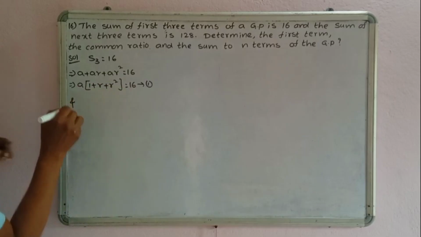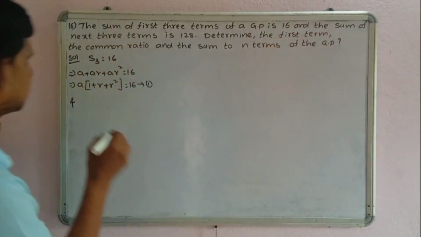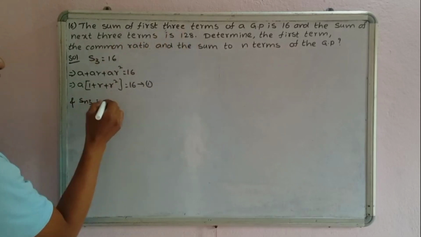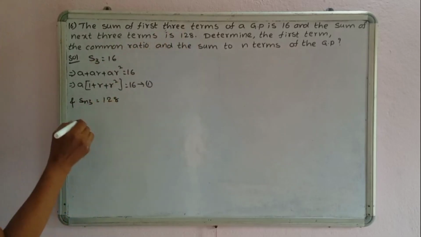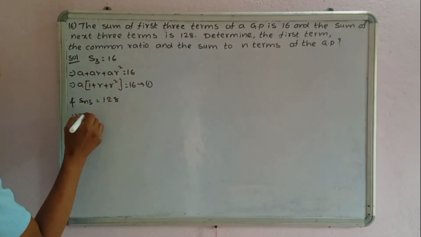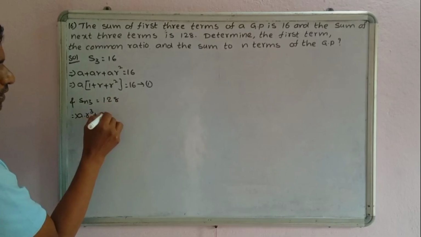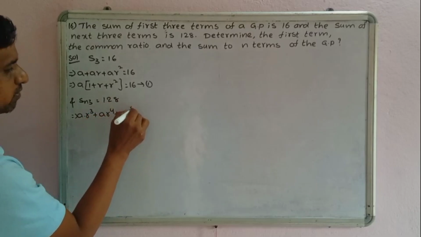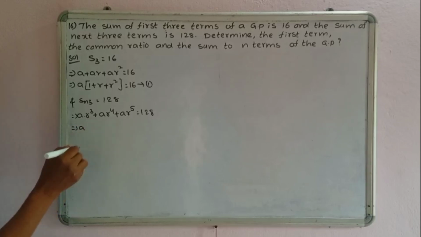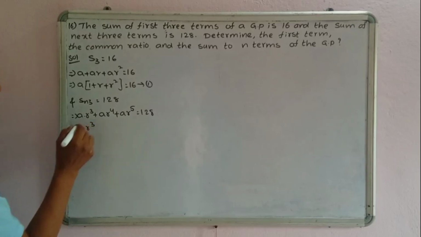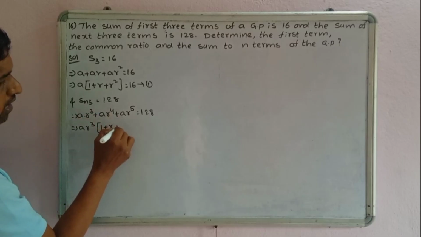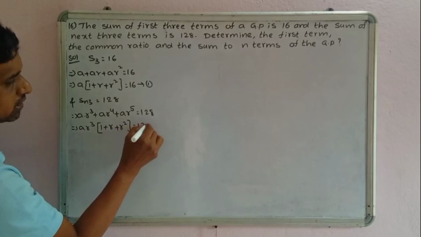Also given, the next 3 terms sum equals 128. Next 3 terms means a4 is nothing but ar cube, a5 is ar power 4, a6 is ar power 5, and the sum equals 128. Here ar cube is common, so ar cube (1 plus r square) equals 128.